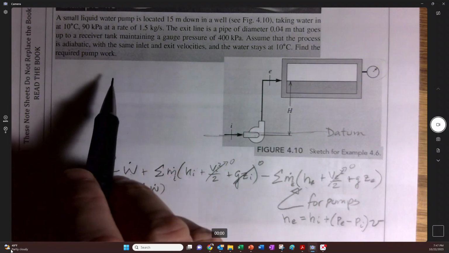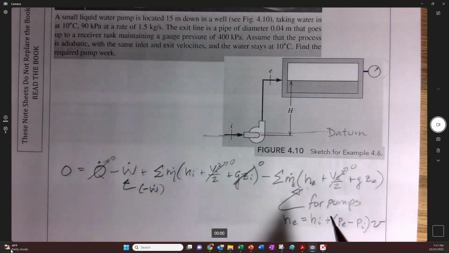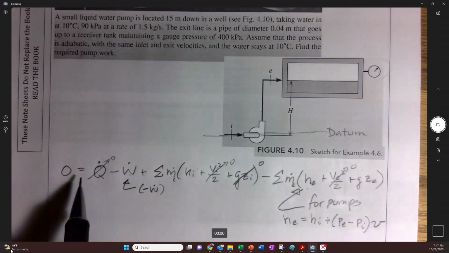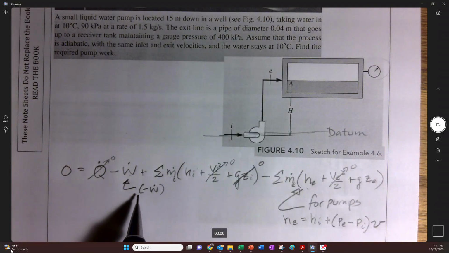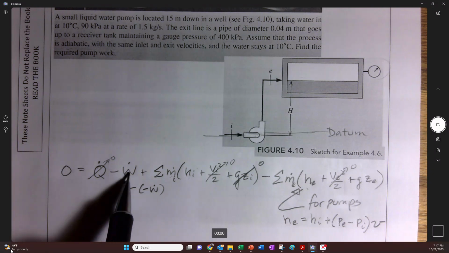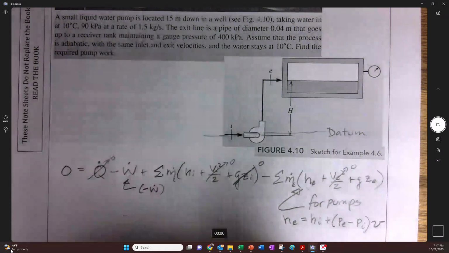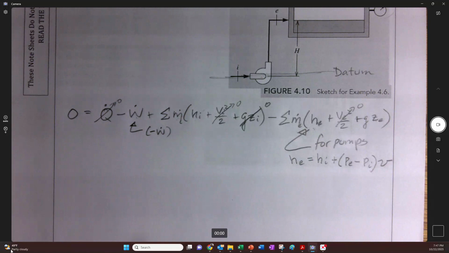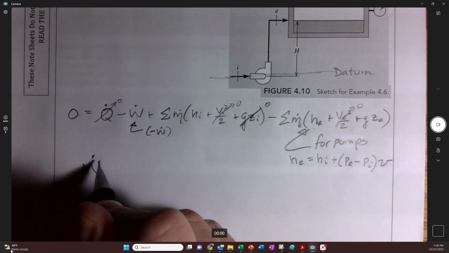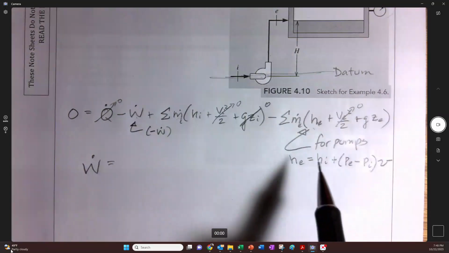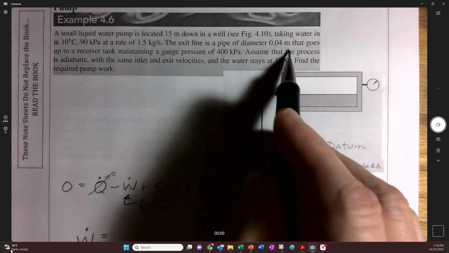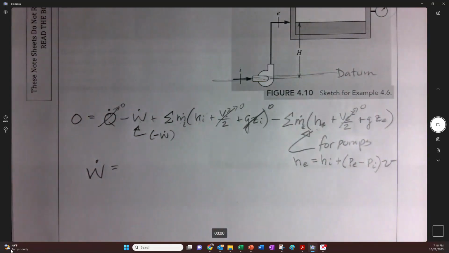I think I can go ahead and proceed with all this stuff that we're left with here. We're going to take this power and stick it onto the left-hand side of this equation, because that's what we want to find, right? We want to find the required pump work. They say pump work, I think pump power.